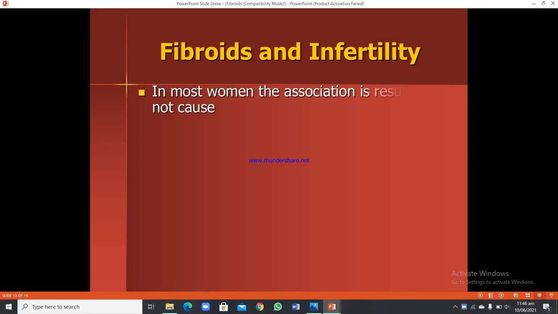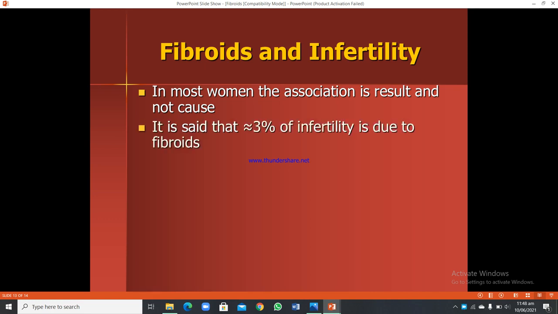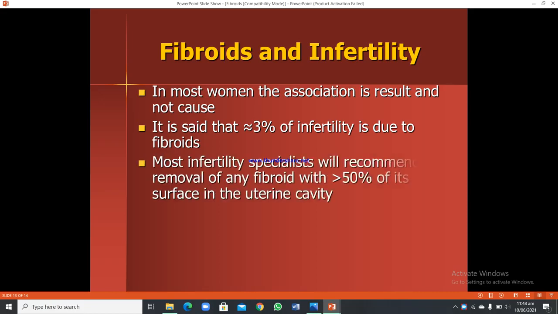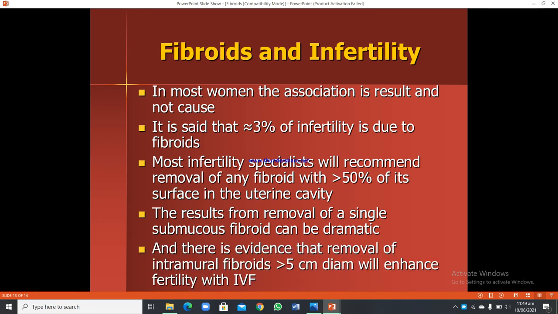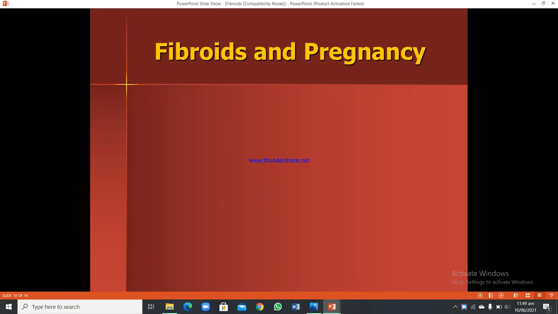Fibroids and infertility. In most women, the association is result and not cause. It is said that 3% of the infertility is due to fibroids. Most infertility specialists will recommend removal of any fibroid with more than 50% of its surface in the uterine cavity. The results from the removal of a single submucous fibroid can be dramatic. And there is evidence that removal of the intramural fibroids more than 5 cm diameter will enhance fertility with in vitro fertilization.